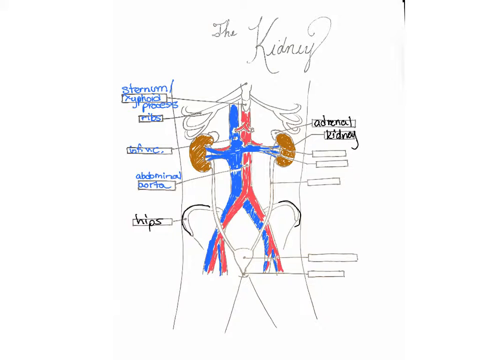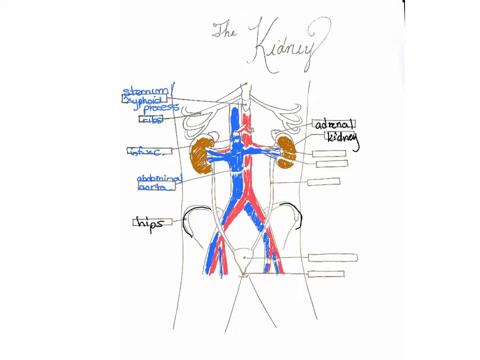And then the blood vessel leading to the kidney, that would be this right here, is going to be the renal artery, and the vessels carrying blood away from the kidneys back to the heart is going to be the renal vein.